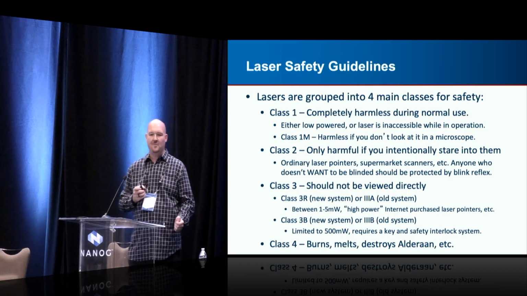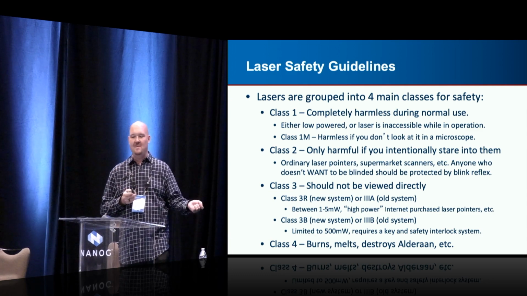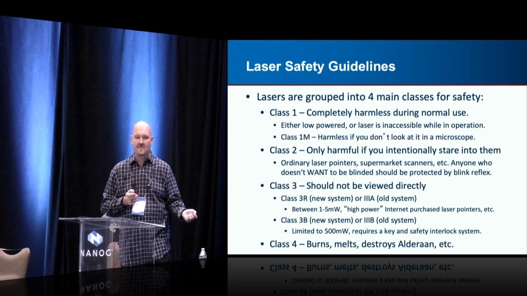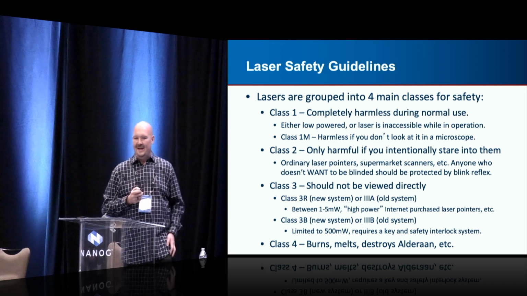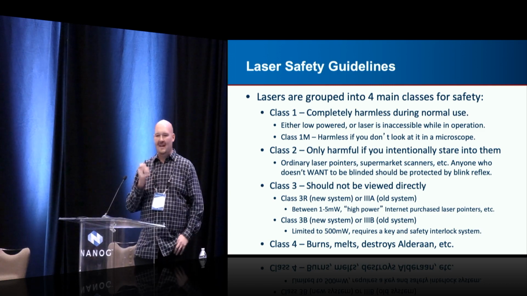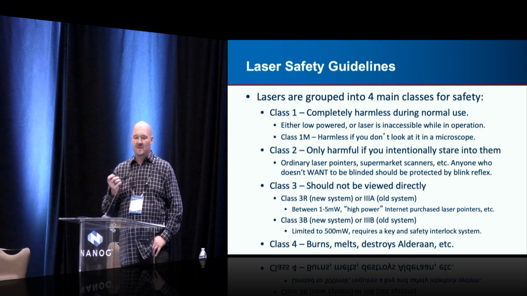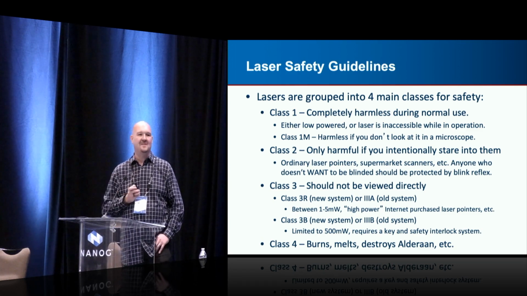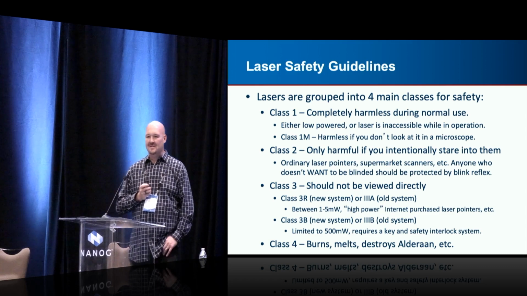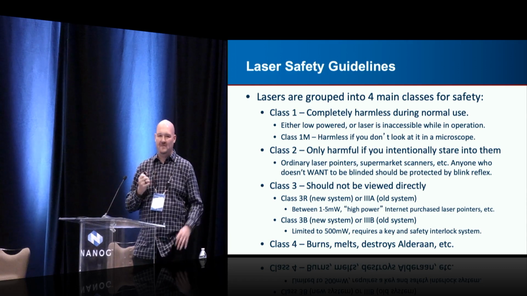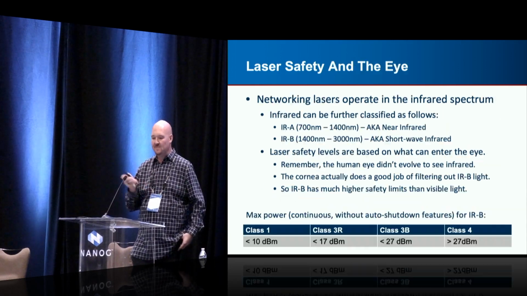So like those super high-powered laser pointers people buy on the internet, I call them the Department of Homeland Security bat signals. Those a lot of times are into the 3Bs or even class 4. And class 4 is something that burns, melts, or destroys. It's the industrial lasers that are very, very powerful that would actually cause thermal damage.